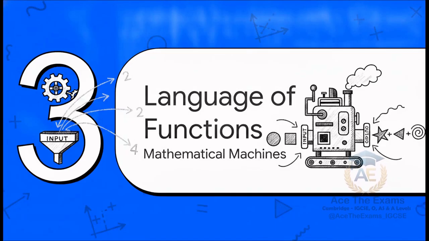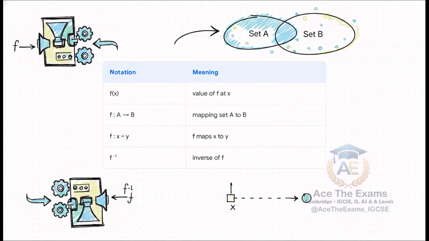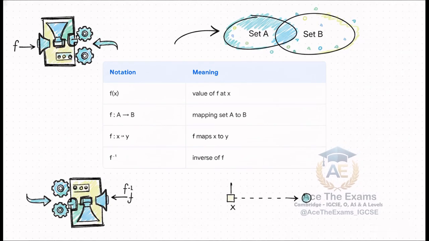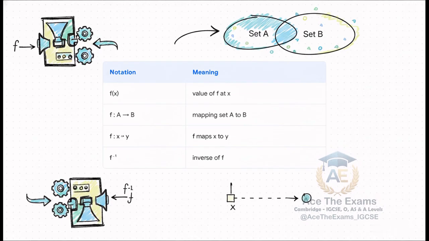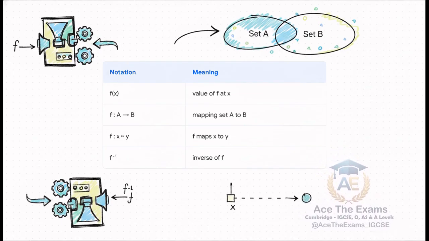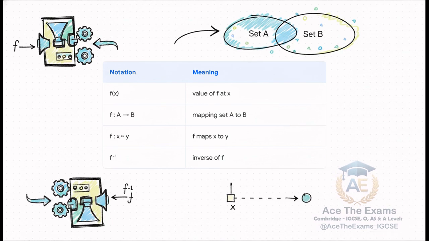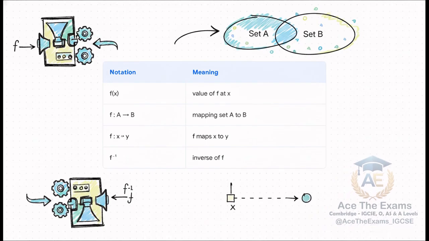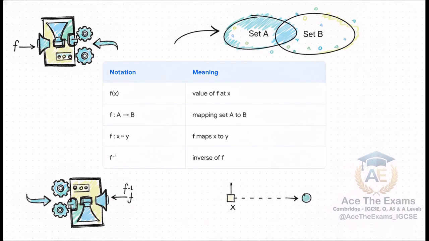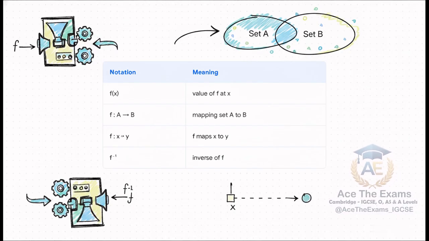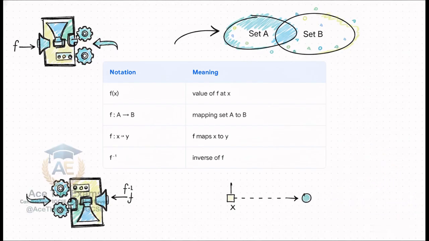Let's slide into part 3, the language of functions. Functions are basically the mathematical machines of your exam. You put a number in, the machine goes to work, and a new number pops out. But notice how the notation shifts depending on what we're describing. The top row, f of x, is your standard output value. But rows 2 and 3, an arrow without a flat tail means a mapping between entire sets of numbers. Add that little vertical mapping bar to the tail of the arrow, and suddenly you're specifically tracking the journey of a single element x to element y.